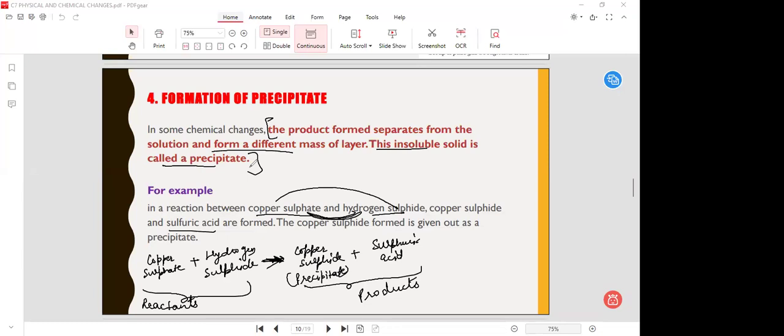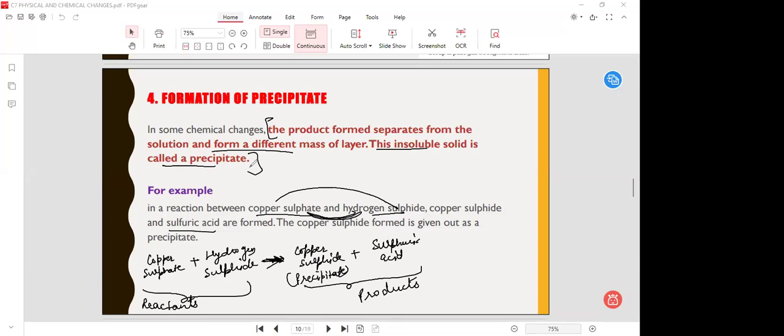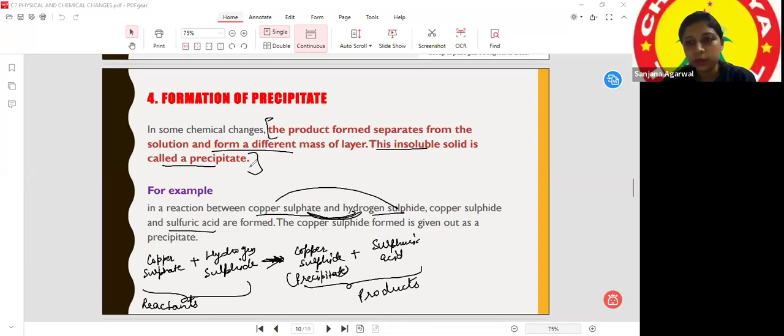Pardon? You need to think about another example of this precipitation reaction. Formation of precipitate means this is a precipitation reaction.